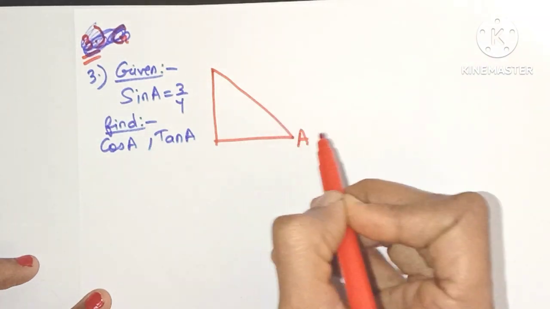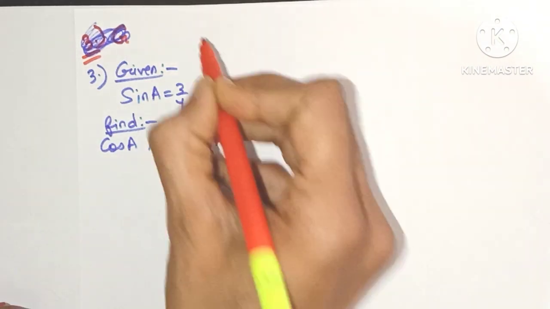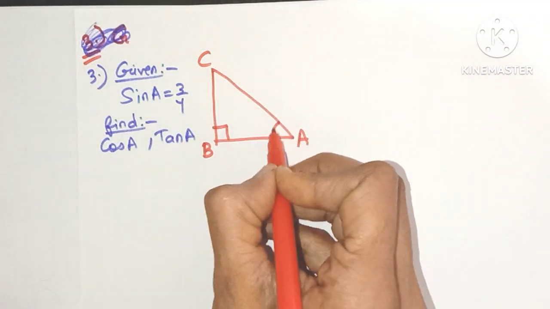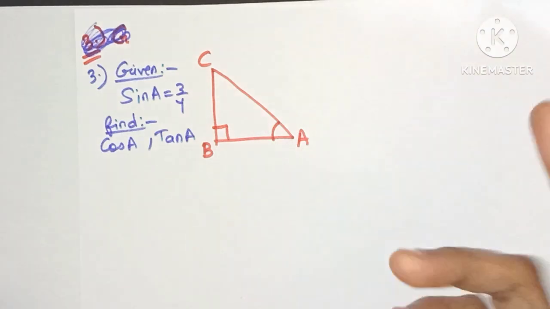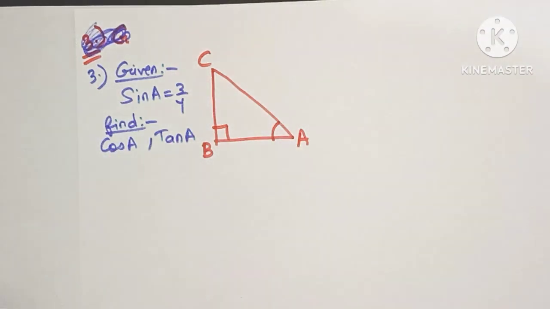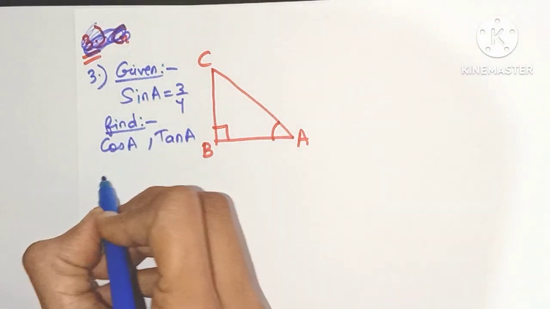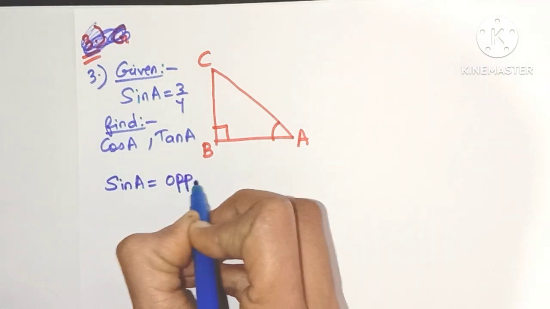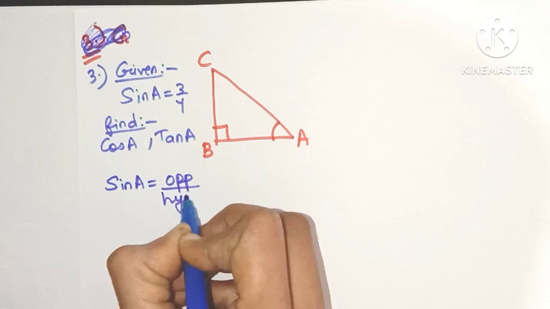Let me take A conveniently over here, friends. A, B and C. It's right angled at B. Let me consider it like that. So sine A is given as 3 by 4. We have to find cos A and tan A. Okay, so friends, again, let's start with the definition of sine A. What is it? It is nothing but the opposite side upon hypotenuse.